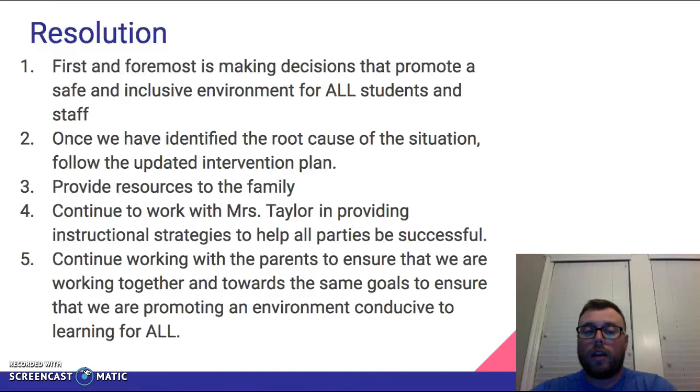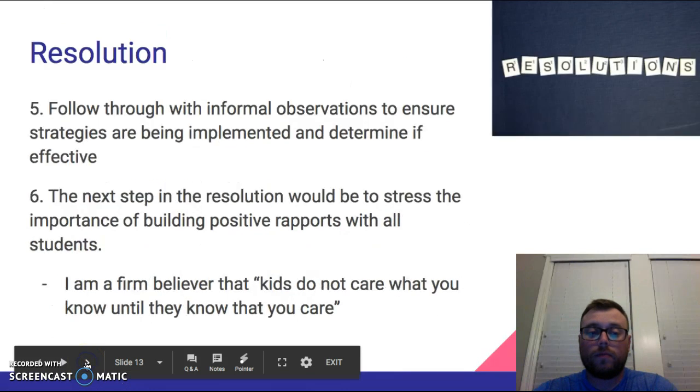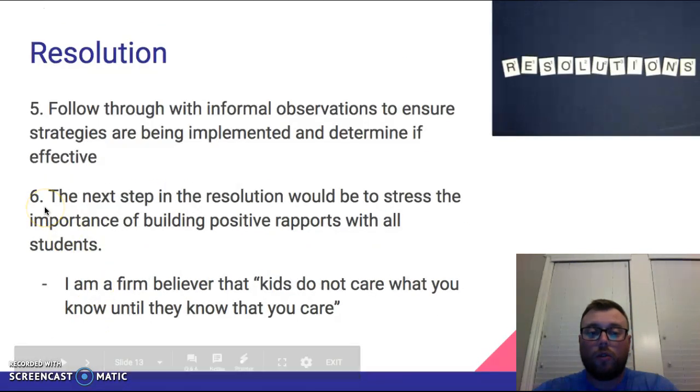It's always best. The parents are the first teachers, and if we can be on the same page and communicate and work together effectively and collaboratively, then that's going to trickle down to the student, and that's just going to put him in the best situation to be successful. Also, just following through with those informal observations to ensure strategies are being implemented, and to determine if they're effective or what we need to do to grow or continue to improve.